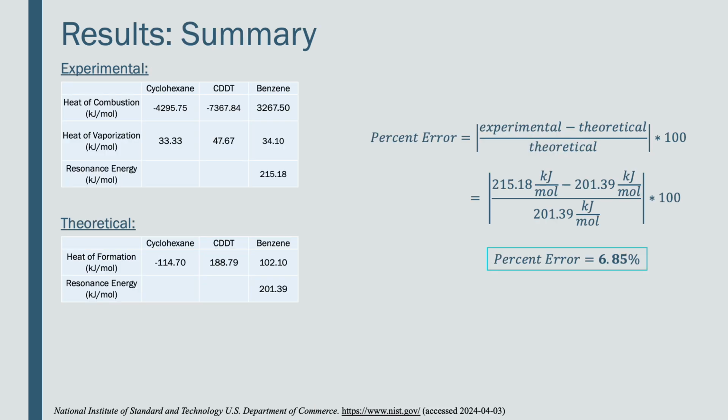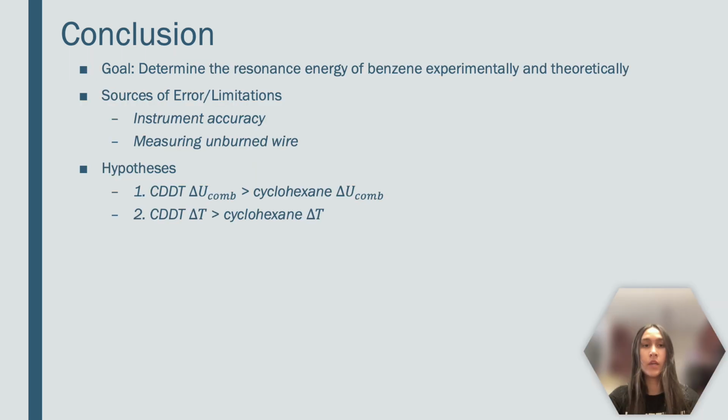The heat of combustion values for cyclohexane and CDDT are averaged between the two trials. The percent error was calculated to compare the experimental and theoretical value of the resonance energy, and it had a value of 6.85%. In conclusion, the goal of using bomb calorimetry and Seigras computations to find benzene resonance energy was successful. However, the percent error of 6.85% shows the experiment was not perfect.